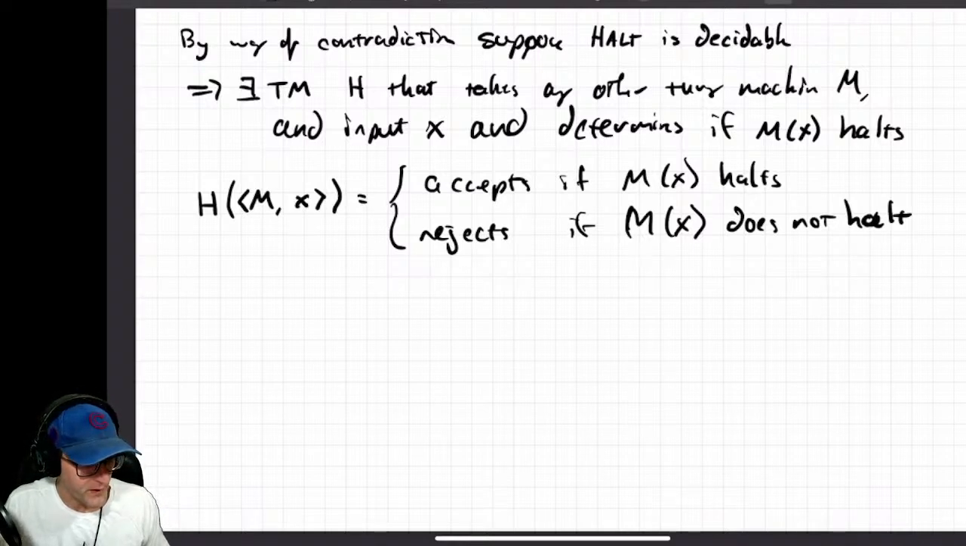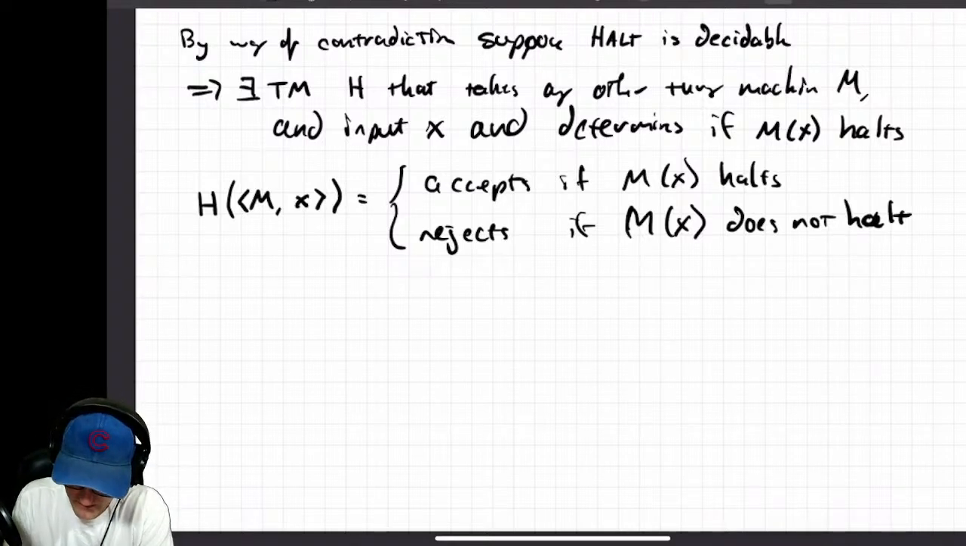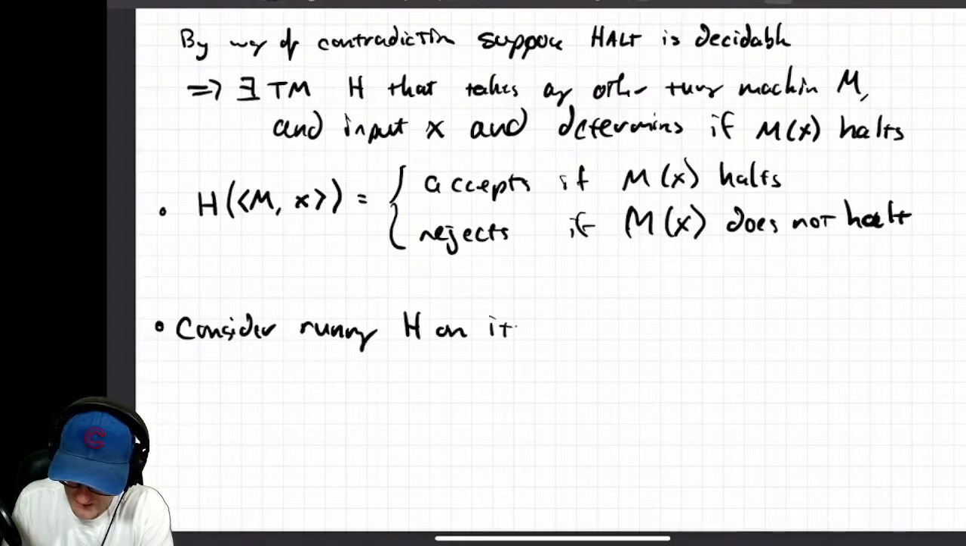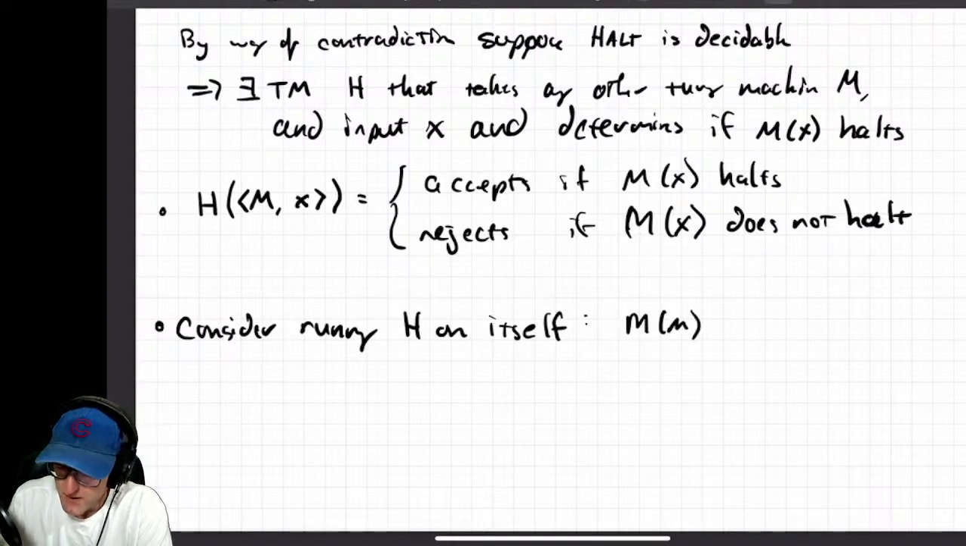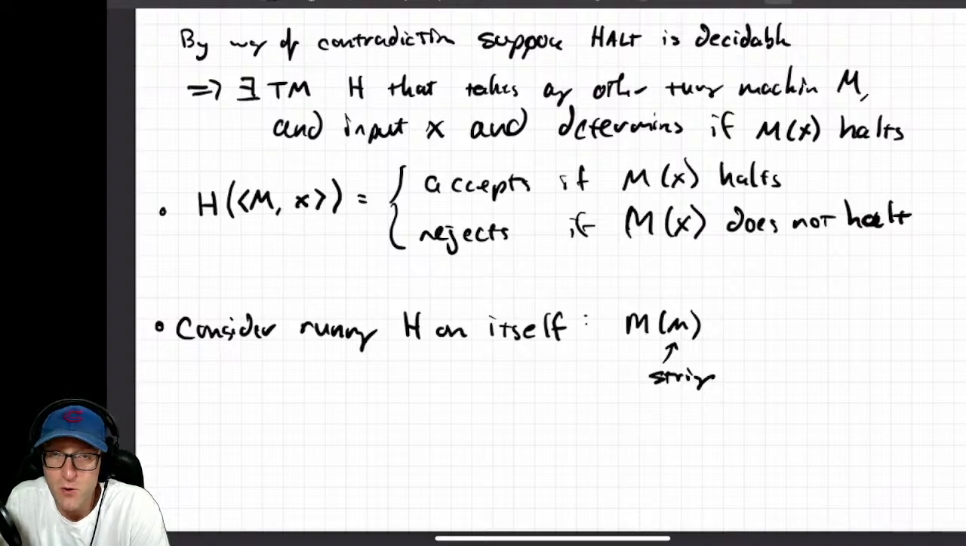Okay. So, consider running H on itself. So what if I ran, how do I want to write this, M on M? That should not be weird, because what is the input here? It's just a string. It doesn't matter if that string is 1101 representing an integer, or a number that represents a Turing machine, because remember, everything at the end of the day is binary.